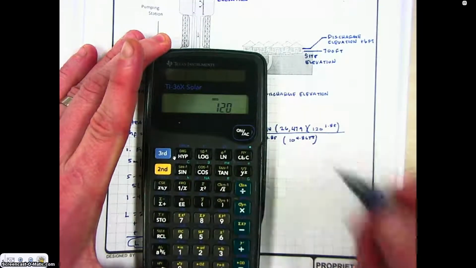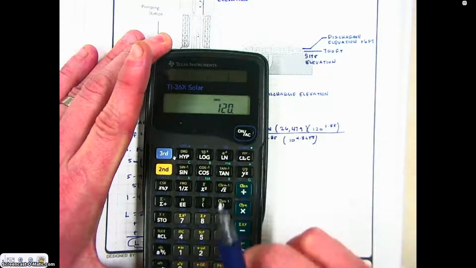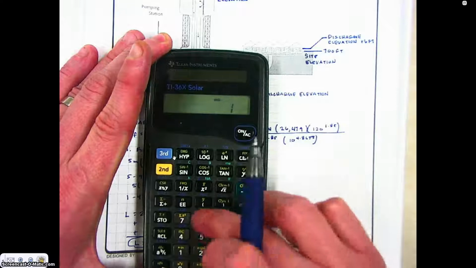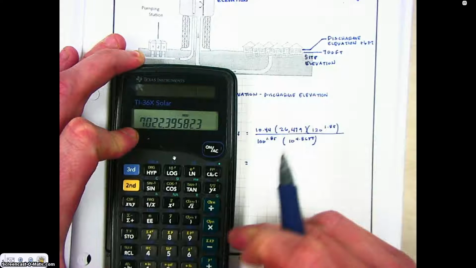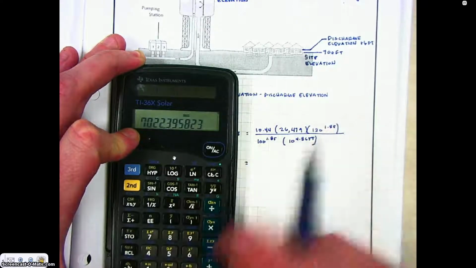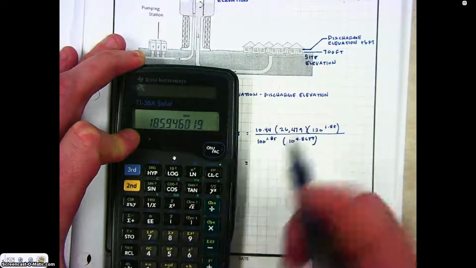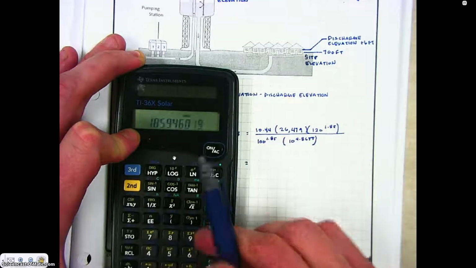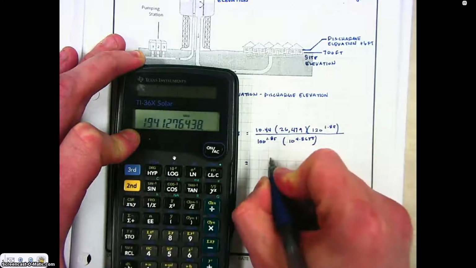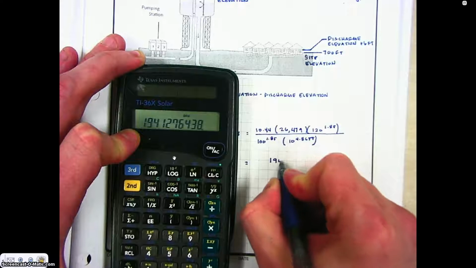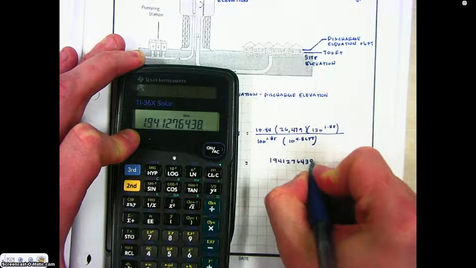All right, it's just a matter of calculating with your calculator. I'll type in 120. If you didn't know it, this little Y to the X button on your calculator will allow you to input an exponent. So 120 to the 1.85 power equals that. I'll multiply that by 26,479, I get that, and I'll multiply that by 10.44, and I get the top part of my equation, 194,127,6438.